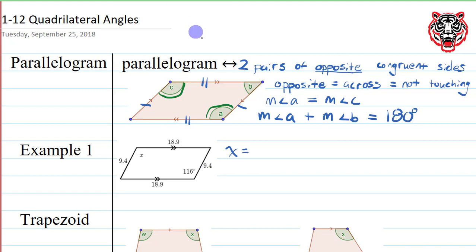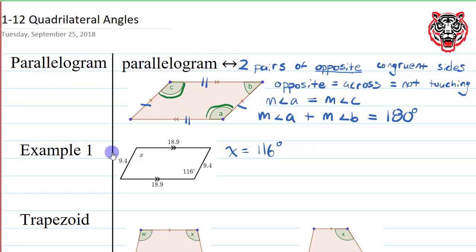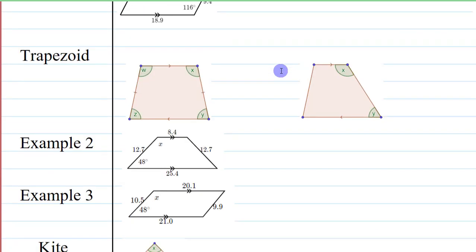Caroline, go for it. 116. 116 degrees. Perfect. Yeah, it's equal to it. If it's opposite, then it's the same exact measure. So I'm going to come over here. Caroline, XP. Perfect. It was that easy.